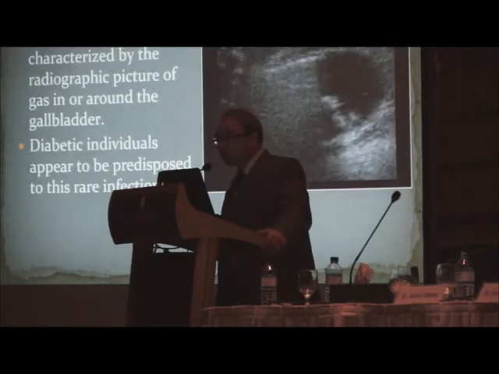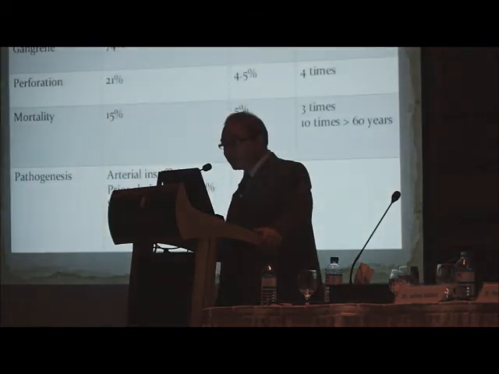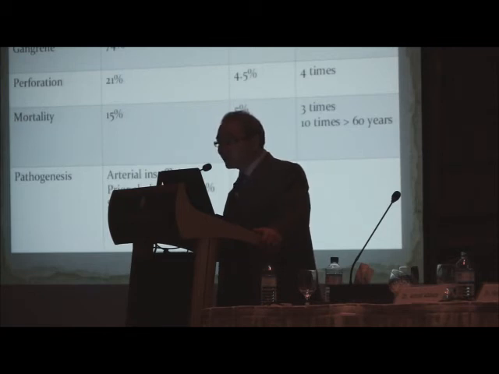The next infection I will speak about is emphysematous cholecystitis. Emphysematous cholecystitis is characterized by a radiographic picture of gas in or around the gallbladder. Diabetic individuals appear more predisposed to that infection. This is a very simplified table of differences between emphysematous and ordinary, or non-emphysematous, cholecystitis. Males are much commoner than females in this, contrary to non-emphysematous cholecystitis. Males are 71%, while it is 27% in non-emphysematous cholecystitis, so males are the majority.